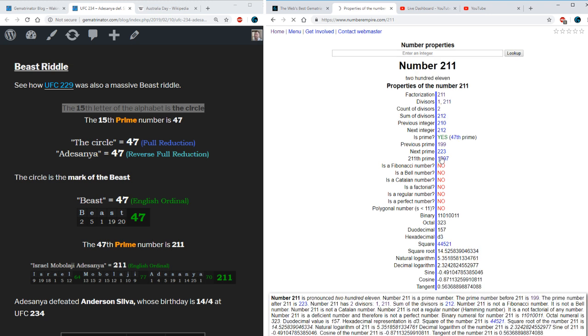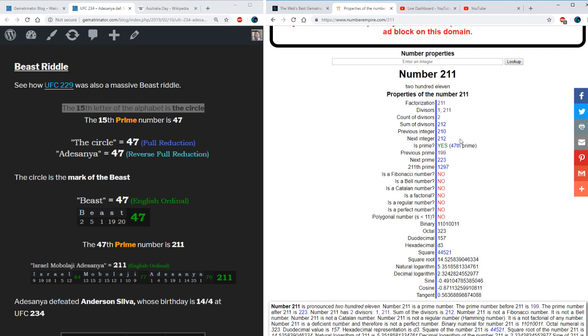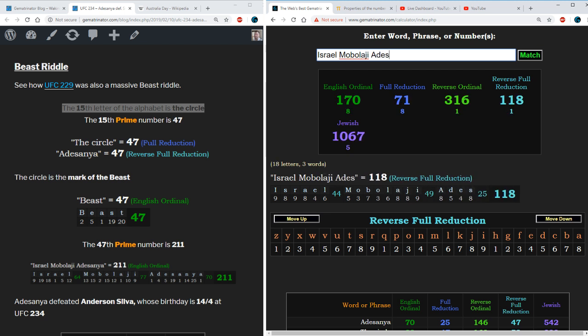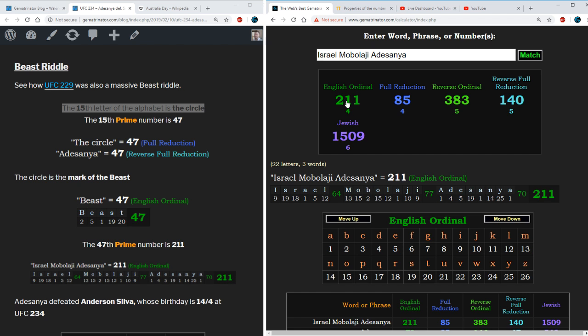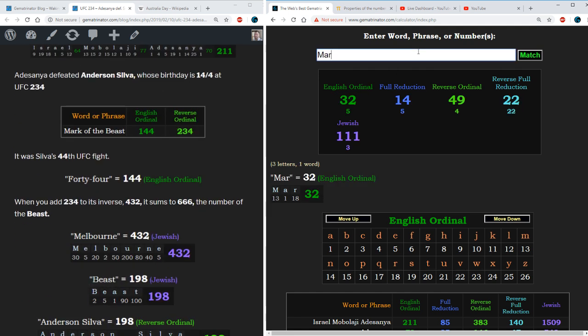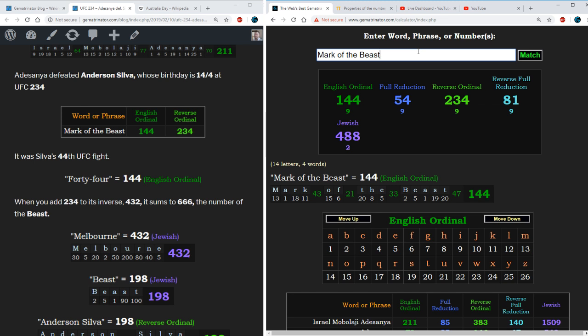Now, what about the 47th prime number? Well, the 47th prime number is 211. And look at Israel Adesanya's full name. Using the alphabetic order, his name equals 211, the 47th prime number. Adesanya got his win in the main event of UFC 234. Check out how using the reverse alphabetic order, mark of the beast equals 234.